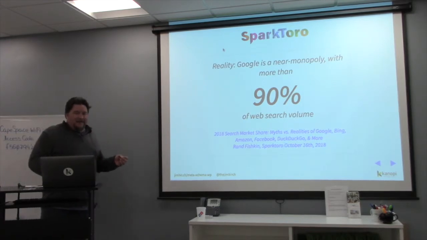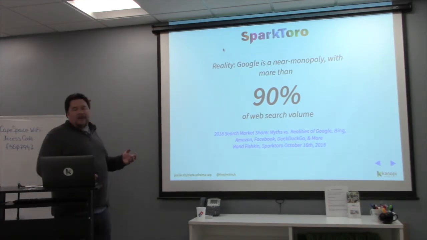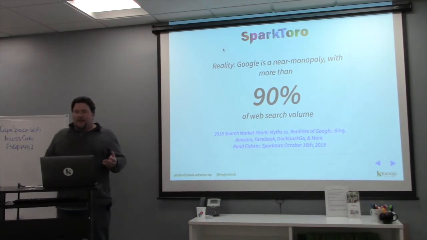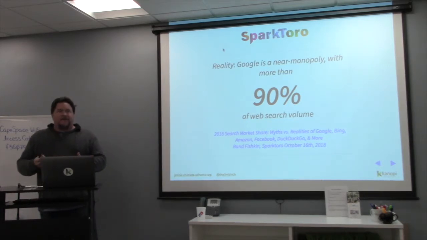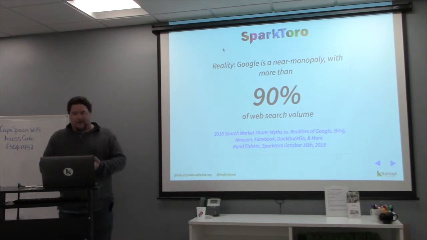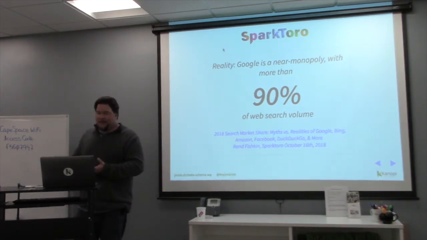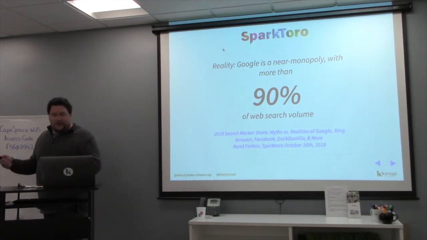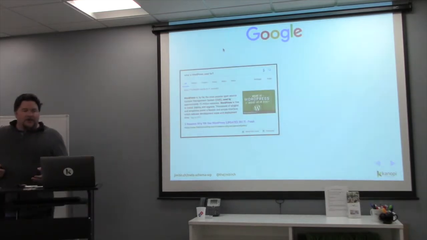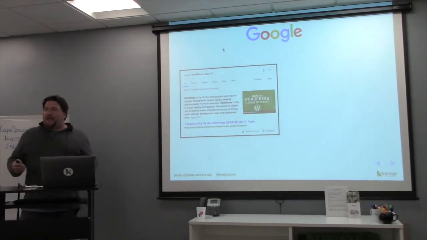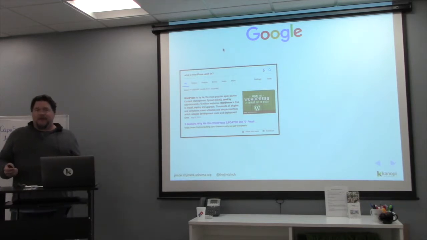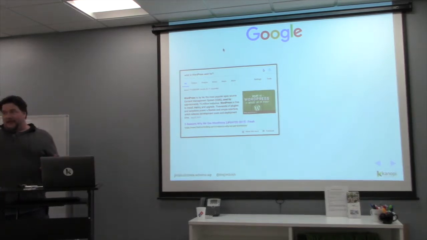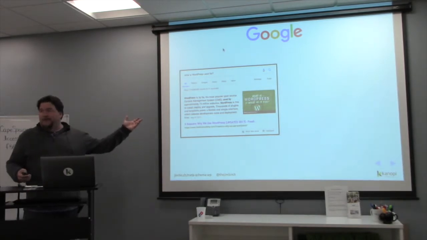Of those big six, Google has a near monopoly of all web search volume. Market share of Google, Google Images, and YouTube far outweigh the realities of search on Bing, Amazon, Facebook, DuckDuckGo, and whatever small little search engines are out there. And on Google, what happens when they stop sending people to your website and start answering their users' questions inside their product? So what is WordPress used for?